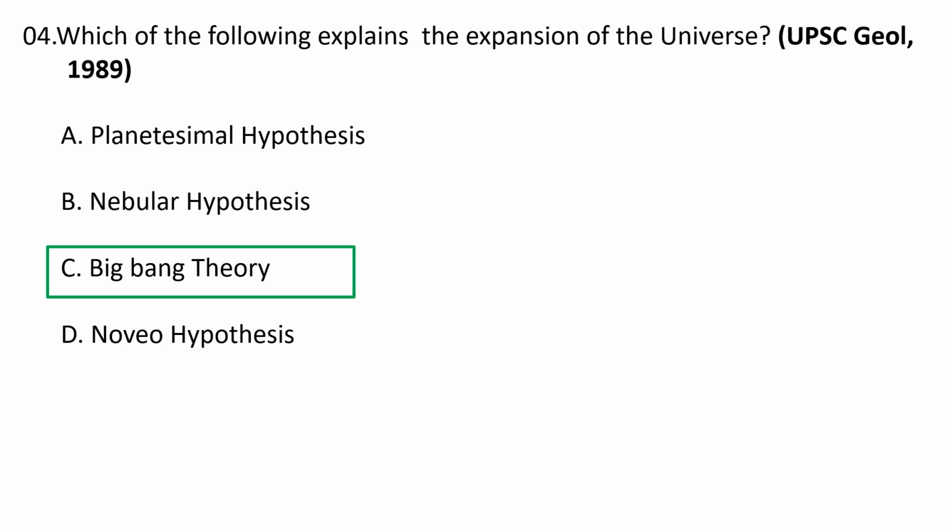So the Big Bang theory explains the expansion of the universe. Space and time were created in the Big Bang. At the beginning of the universe, space was completely filled with matter, and this matter was originally very hot and dense. Then it expanded and cooled eventually to produce the stars and galaxies we see in the universe today. So C is the correct answer.